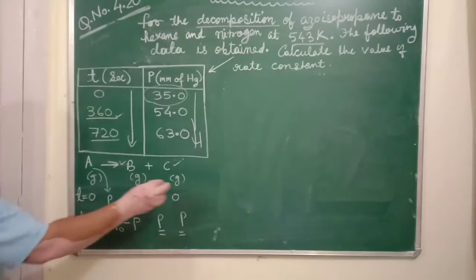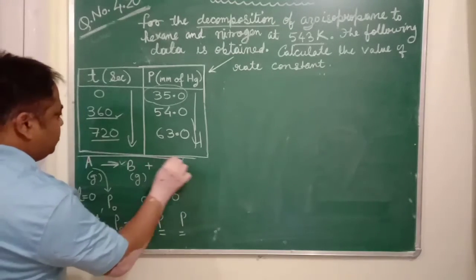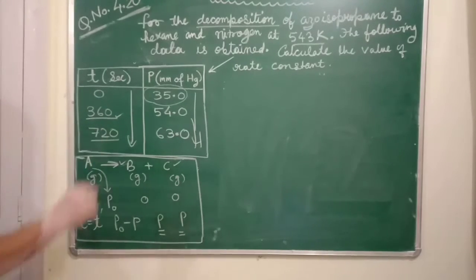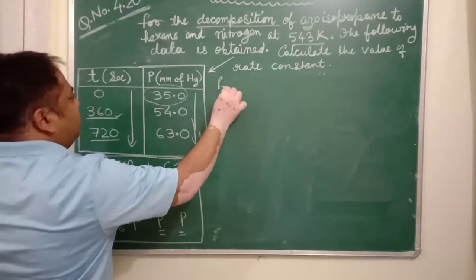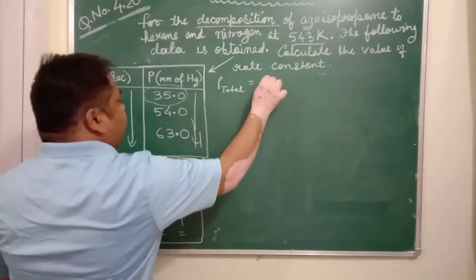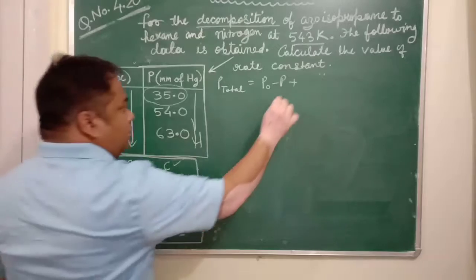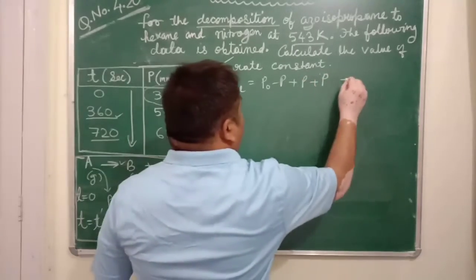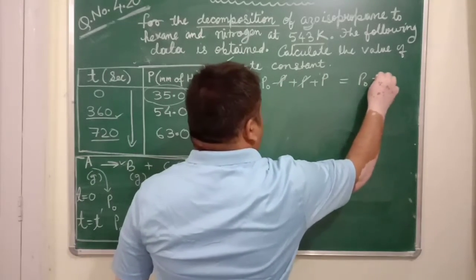If this reaction is taking place in a closed vessel, that means volume is constant now. So at constant volume, total pressure can be written as P0 minus P plus P plus P will be equal to P0 plus P.